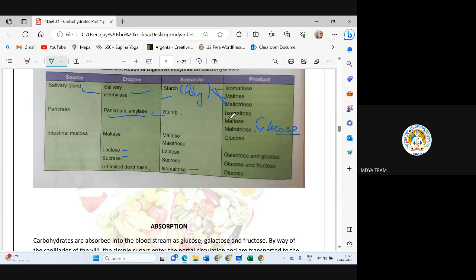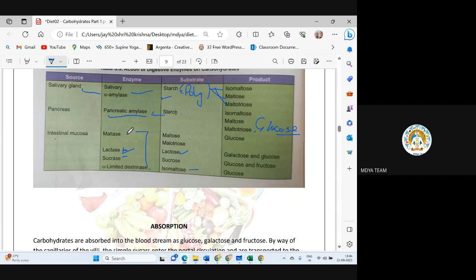Next, all these isomaltose, maltose, maltotriose, and this lactase. From where do we get this lactase? Milk products. Yeah, from milk products. Very good. So intestinal mucosa releases all these enzymes, and you don't need to remember all these enzymes.